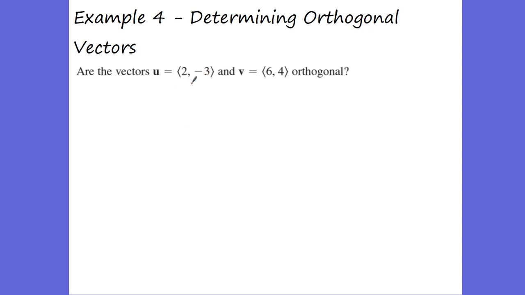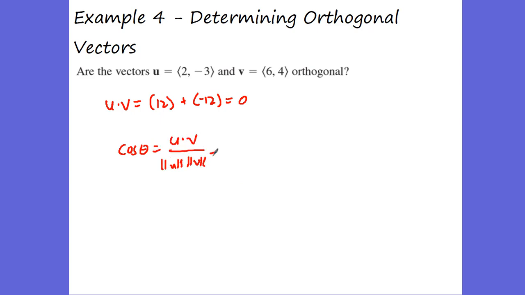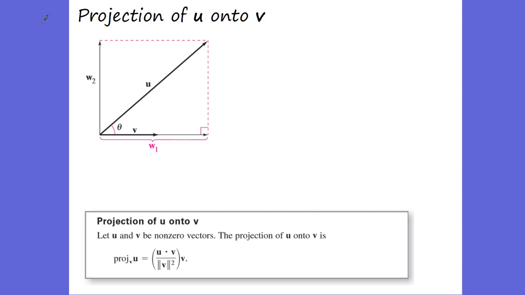So here we have u dot v. We have 2 times 6 is 12, plus negative 3 times 4 is negative 12. That ends up being 0. So cosine of theta equals u dot v over the magnitude of u times the magnitude of v. 0 over anything. Who cares what the magnitudes are? It gives us 90 degrees, or orthogonal.